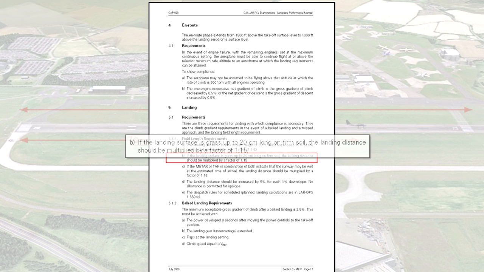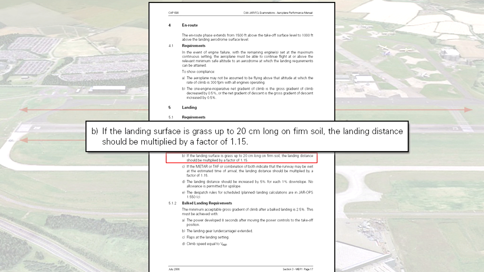In CAP 698, Section 3 on page 17, under point 5.1.1 b, we read that if the runway is of grass up to 20 centimeters high, the landing distance should be multiplied by a factor of 1.15. This would effectively increase the landing distance by 15%.